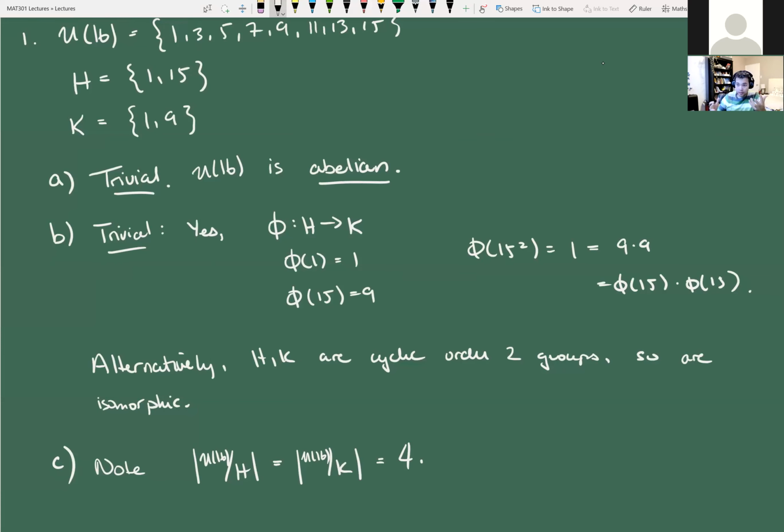Now, we have seen in the past that there are exactly 2 groups of order 4. So it is possible that these are isomorphic because they definitely have the same order. On the other hand, it's possible that they're not isomorphic because we know that there are multiple groups of order 4. In fact, there are multiple abelian groups of order 4. So we have to be a little bit careful about this, and it's quite possible that these are not isomorphic.